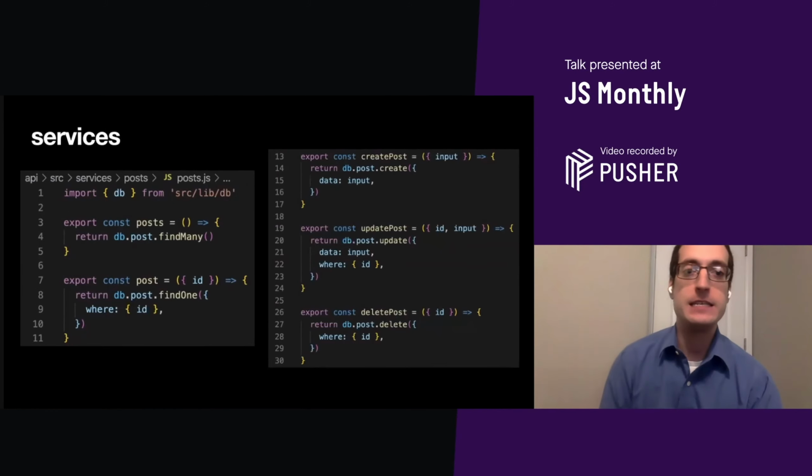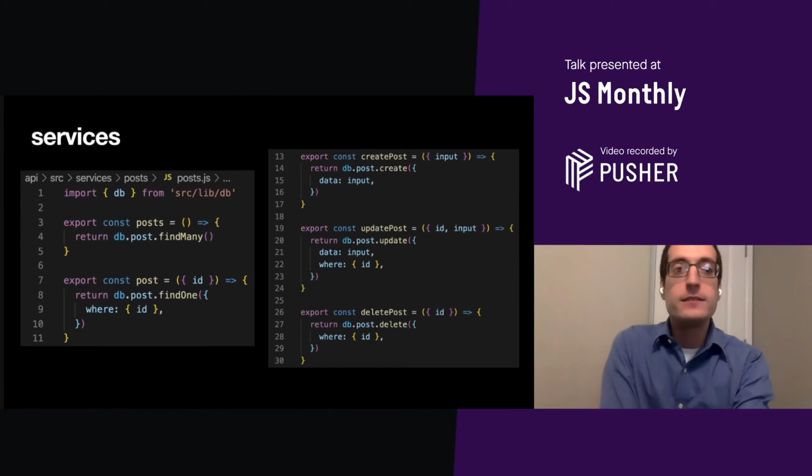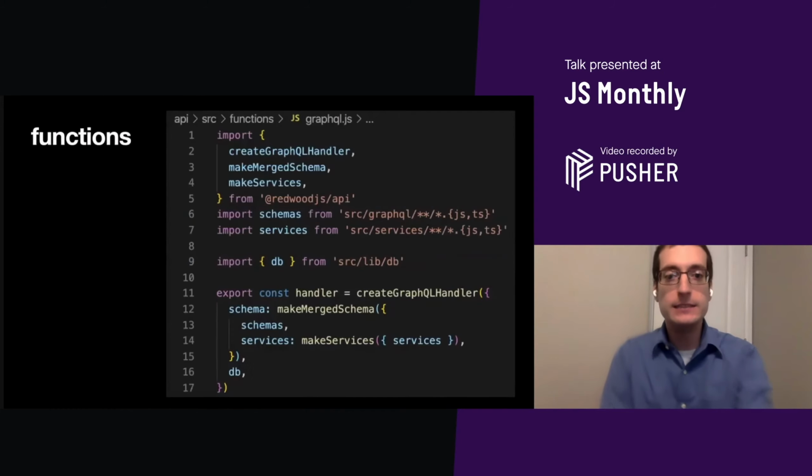Now, our services, this is how the kind of backend resolvers are being written and are talking to Prisma. So we're importing db, which is the Prisma client, and then db.post.findMany, that's to do the Prisma command to get all the posts, or .findOne. And then same for the right, your create, update, and delete. And then that's where we import the Prisma client.